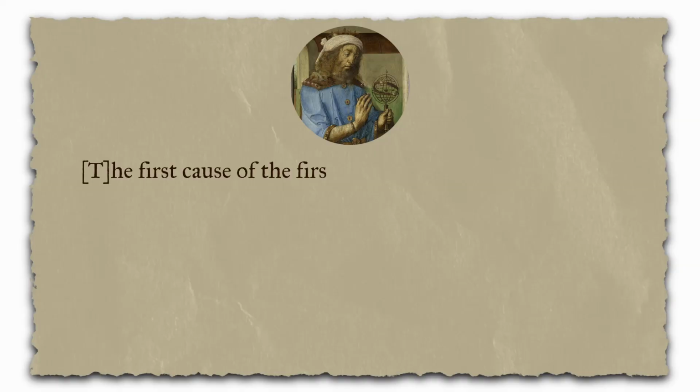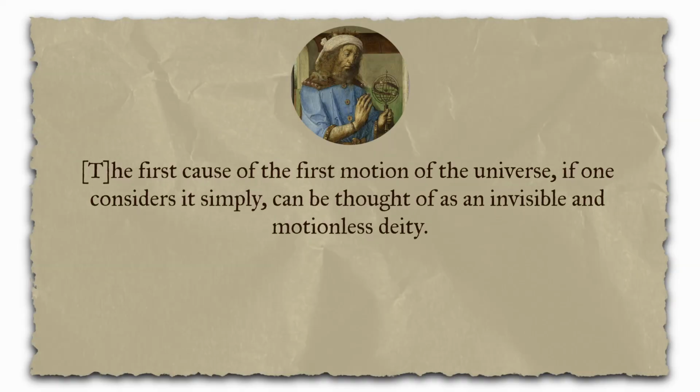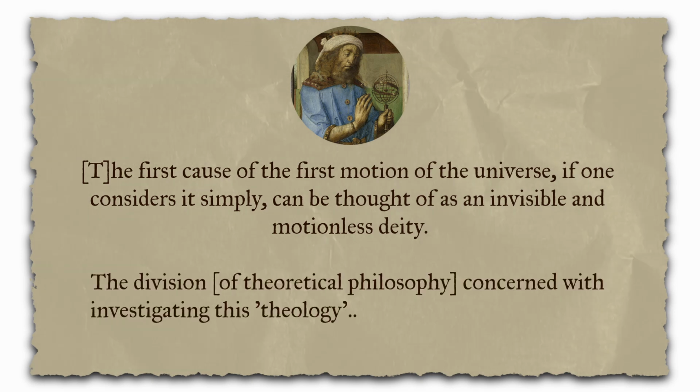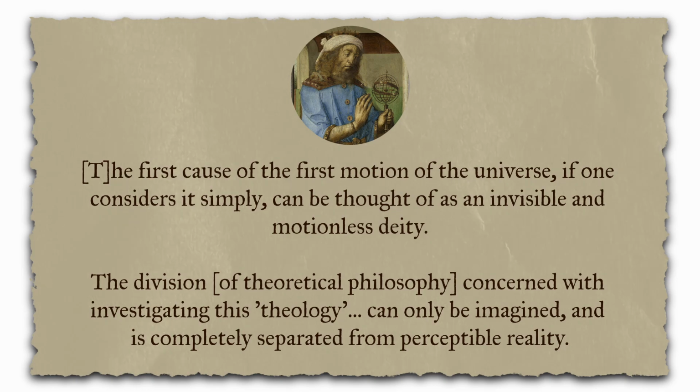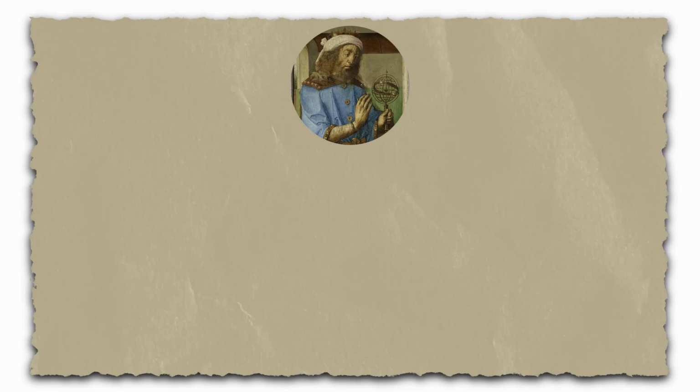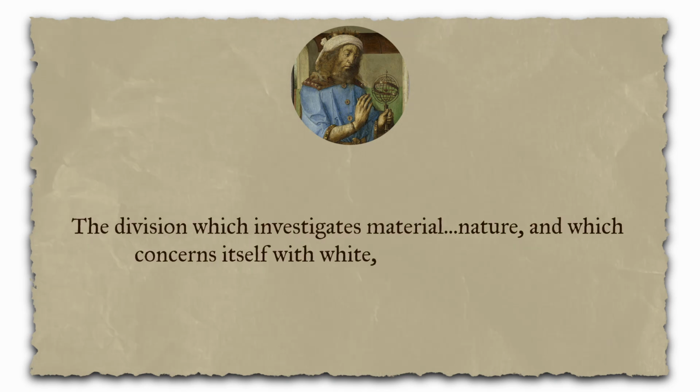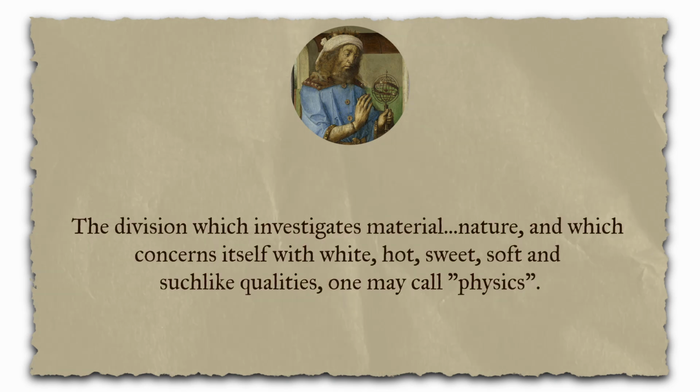Ptolemy sees astronomy as touching on all 3 of these. Specifically, the cosmos has various motions associated with it. One may ask what the first motion was, which Ptolemy immediately states can be viewed as caused by an invisible and motionless deity. Thus, astronomy is theology, which is completely separated from perceptible reality. Second, we could ask about the nature of the various things in the classical Greek sense. Ptolemy labels this as physics.